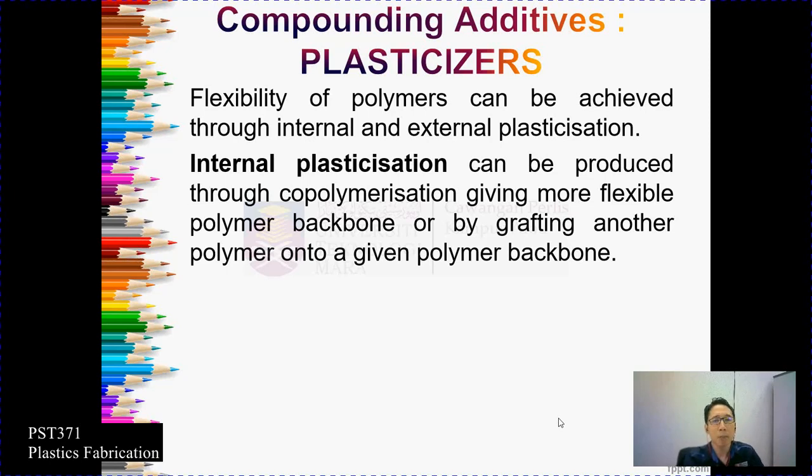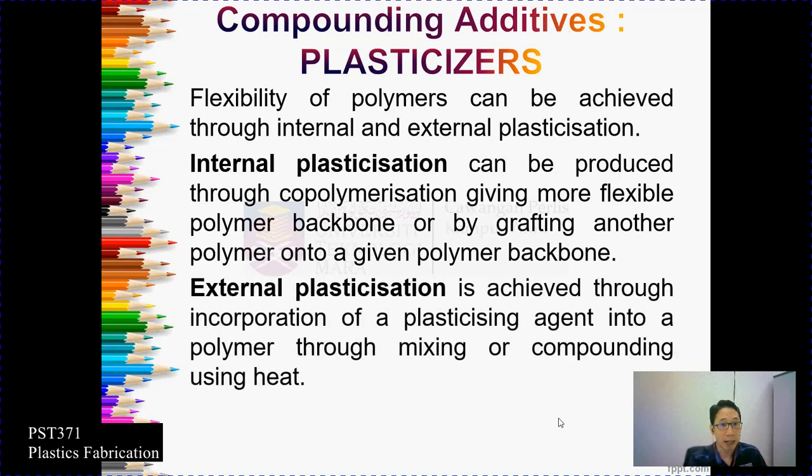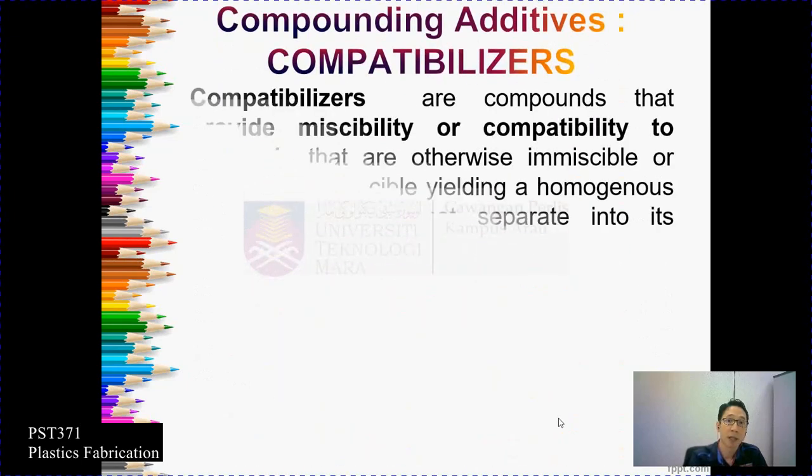Okay, internal plasticization can be produced through copolymerization, giving a more flexible polymer backbone, or by grafting another polymer onto a given polymer backbone. While external plasticization is achieved through the incorporation of a plasticizing agent into a polymer through mixing or compounding using heat. Usually we use the twin screw extruder, the internal mixer, etc.